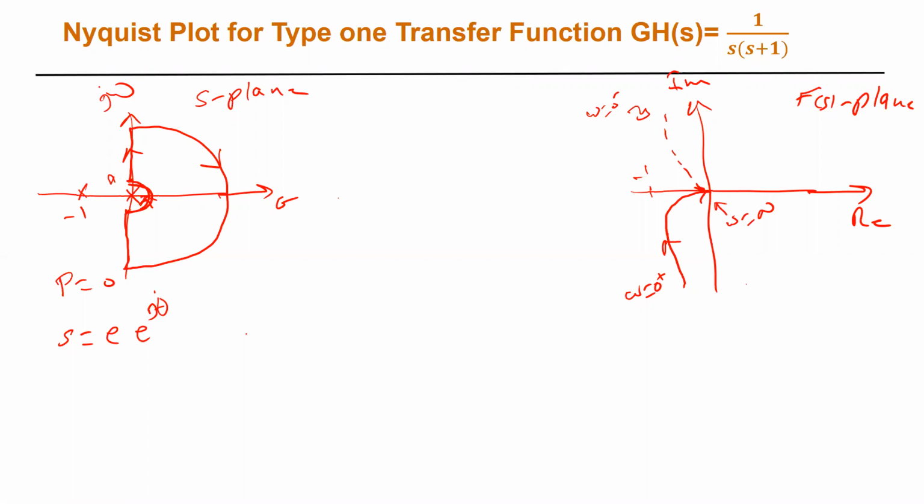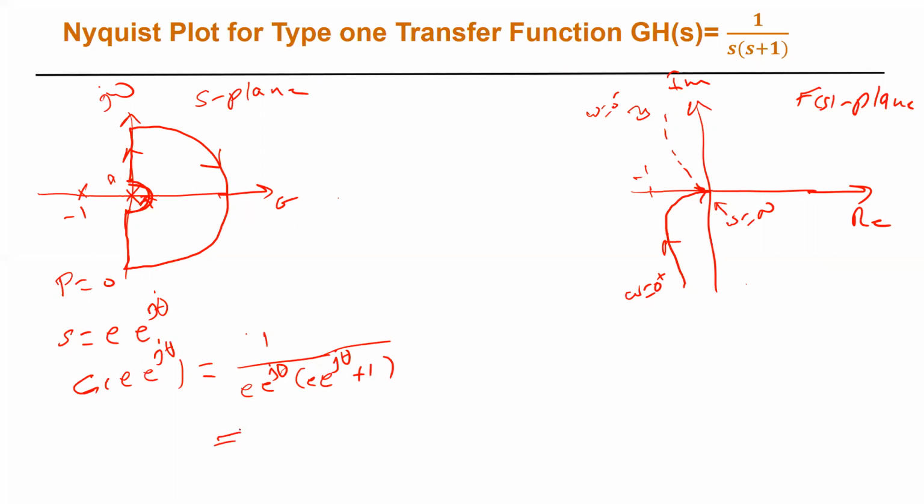Okay, and around this area, let me substitute for S in here. So for G, rather than j omega, we will say rho e to the j theta. So what do we have now? I will have 1 over, just substitute for S, rho e to the j theta times rho e to the j theta plus 1.